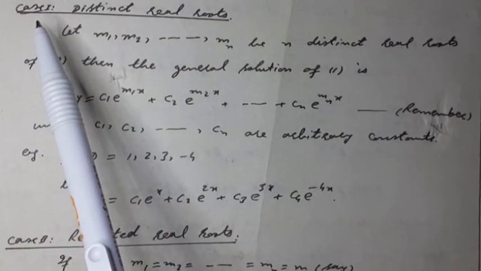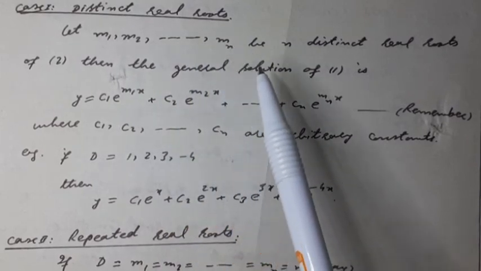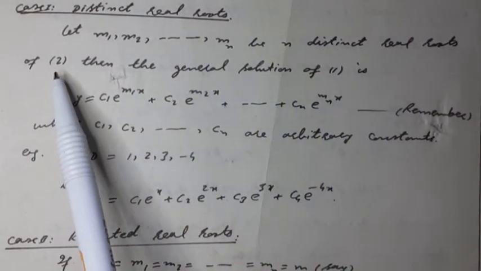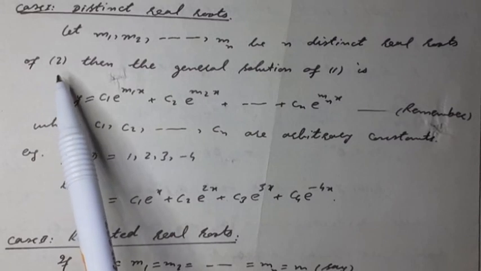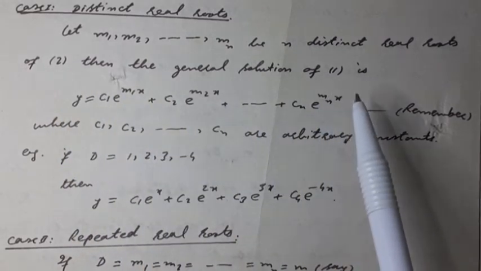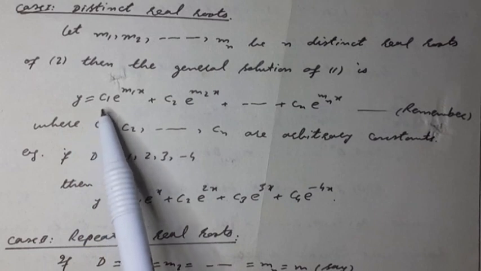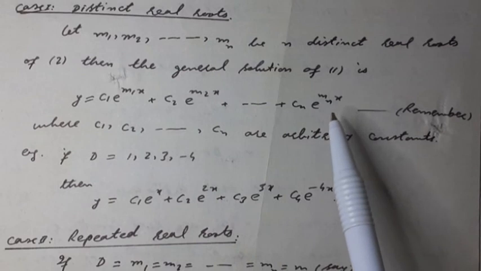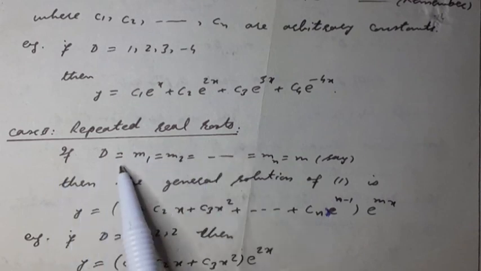Case 1, when the auxiliary equation has distinct real roots. Let m1, m2, ..., mn be n distinct real roots of equation 2, that is the auxiliary equation. Then the general solution of equation 1 is y = c1 e^(m1 x) + c2 e^(m2 x) + ... + cn e^(mn x). Note it and remember.